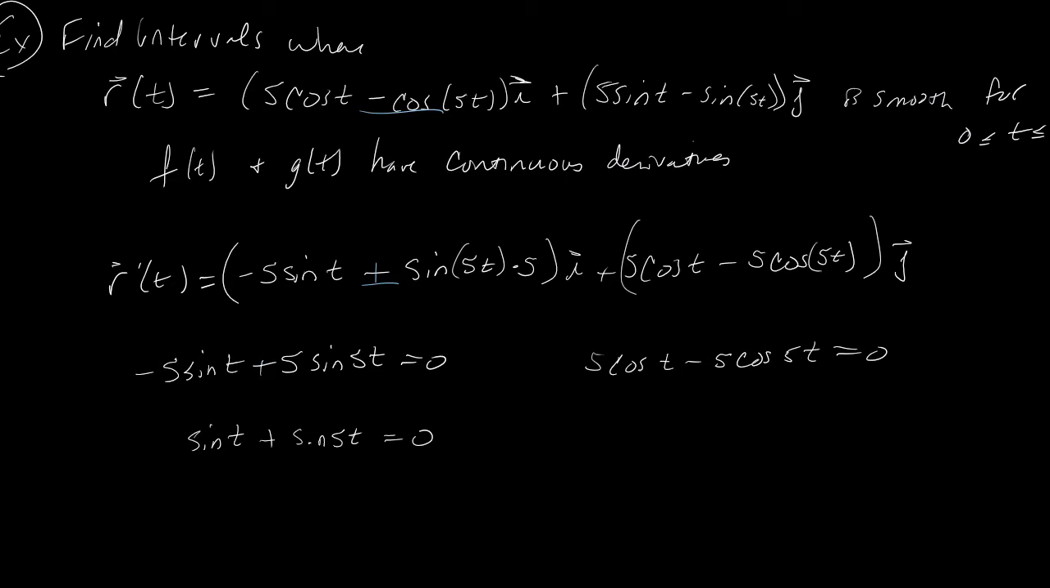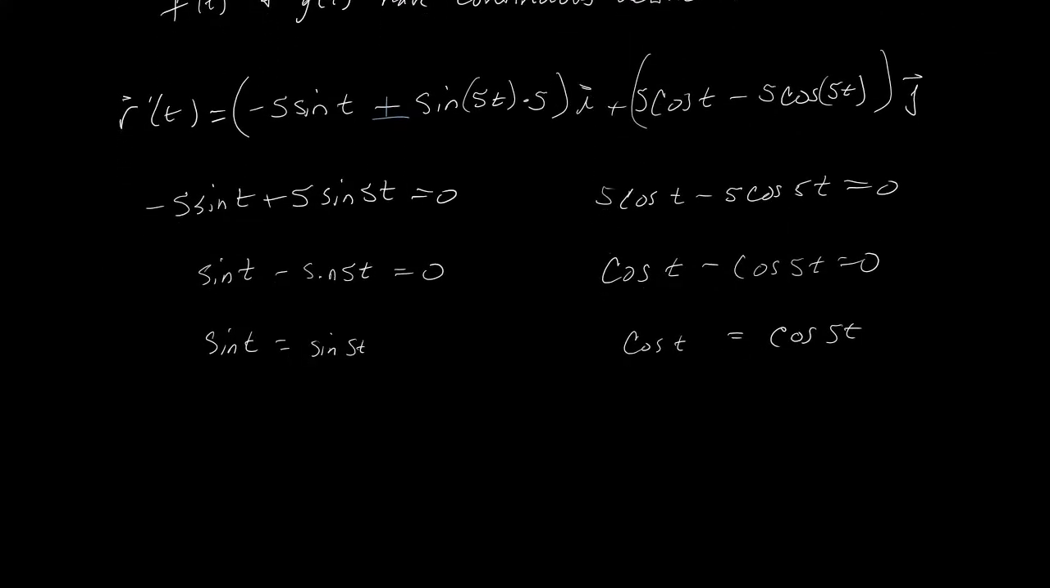So that should be a plus, which means that this should be a minus. If I factor out a negative 5 and divide, there we go. So this should be a minus there. Oh, good. That's going to make that so much easier to solve. All right, and then I can divide the 5 here. So then I've got cosine of t minus cosine of 5t equal to 0. So really what I'm looking for is when is sine of t equal to sine of 5t, and when is cosine of t equal to cosine of 5t.